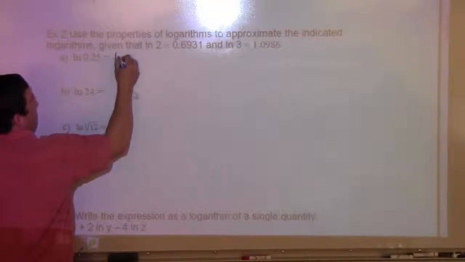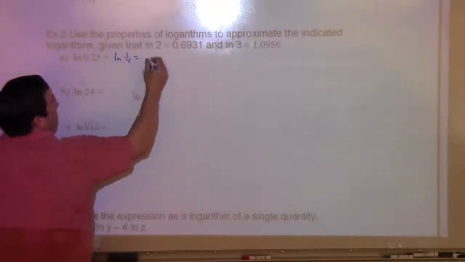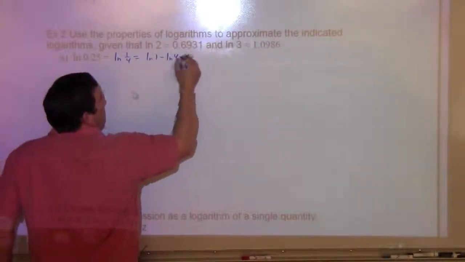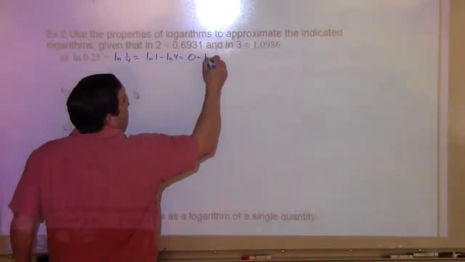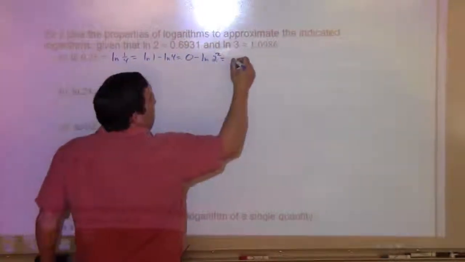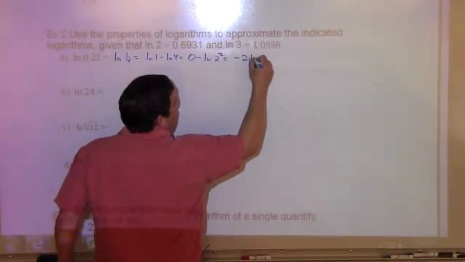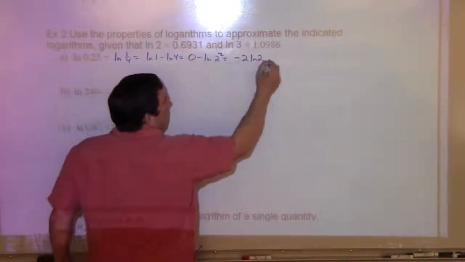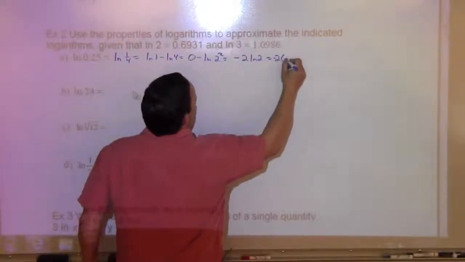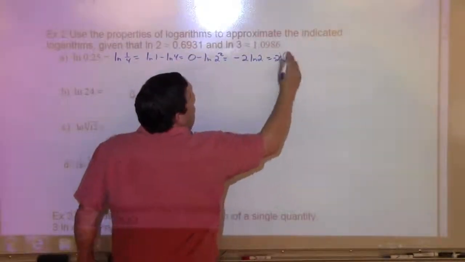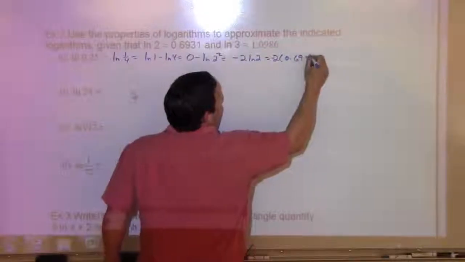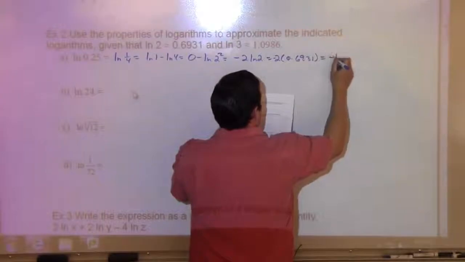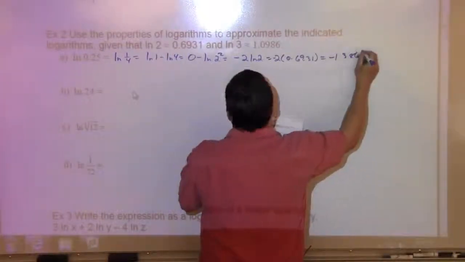Now 0.25 is 1/4, right? So that would be like saying natural log of 1 minus natural log of 4, which is natural log of 1 is 0 minus natural log of 2 squared. That's like negative 2 natural log of 2. I brought this 2 out front, the negative is from over here. That's negative 2 times 0.6931. And what do we get from that? Negative 1.3862.